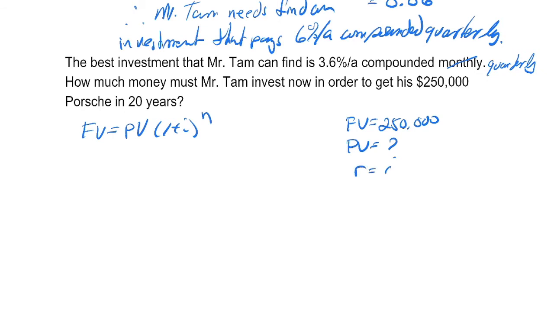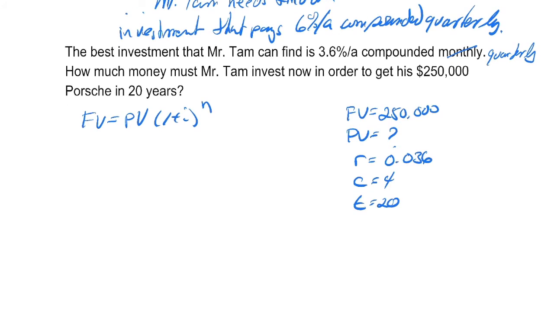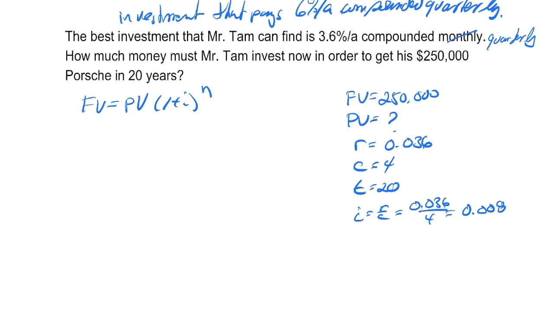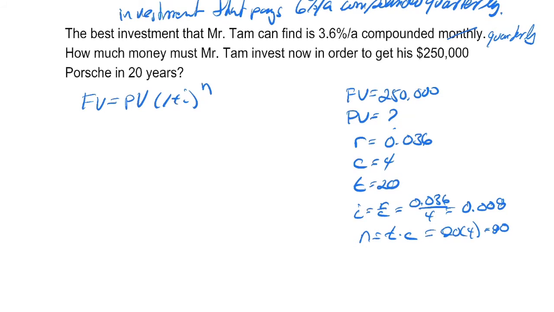The interest rate is 0.036. My compounding periods is still 4, and my time is still 20 years. So here my i is going to be r over c, which is 0.036 over 4. So as we discovered before, this is 0.009. And then the number of interest payments is going to be time times the number of compounding periods, which is 4. So here it's going to be 20 times 4, which is 80. So we've had a lot of these numbers before. We're just playing things around a bit to figure out the different values of other variables.